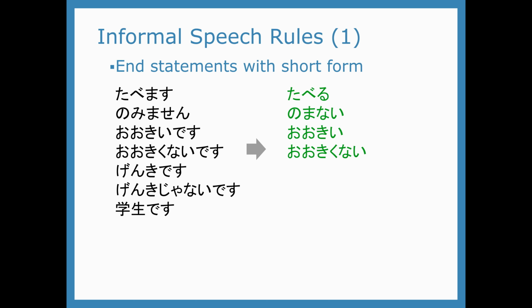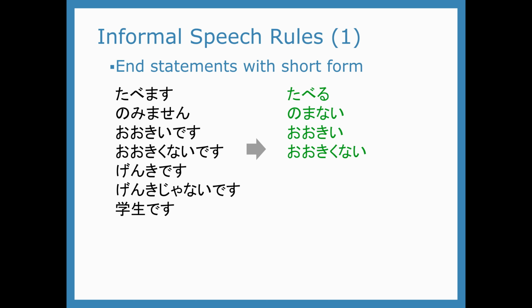Genki desu. This is a na adjective. So normally when I change it to short form, I say genki da. But when we're speaking in informal speech, we actually don't really like to have da at the end of a sentence. Da at the end of a sentence is really strong, really declarative. I am Genki. It's a little bit too strong for most conversations. So I want to just drop this da entirely and just end with genki.